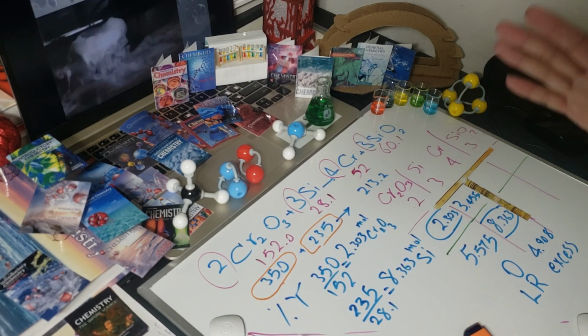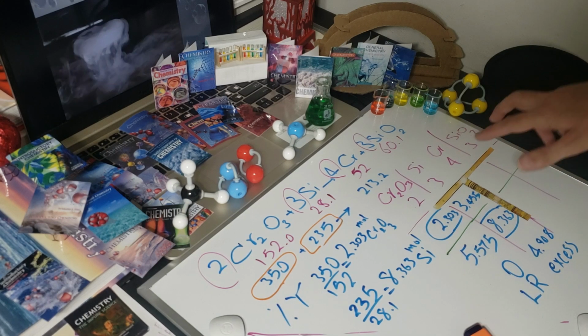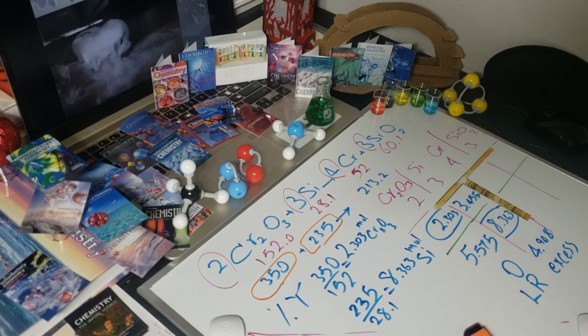So again, the most important step here was to recognize which row to continue with for the products. So we go with the limiting reactant column.